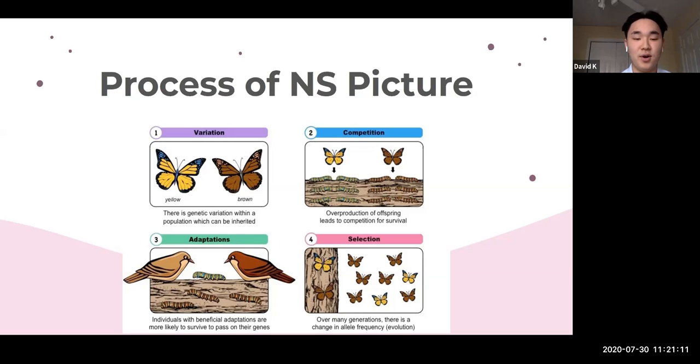So number 3 is adaptations. This is where, as you said before, the favored traits are more likely to survive. We can see that the tree bark is brown, and then there are 3 brown caterpillars, but those aren't being eaten because they're nicely hidden within the color of the tree. However, the yellow caterpillar is easily seen by the birds and therefore probably will die more than the brown ones. And so the brown ones are adapting nicely to their environment, which is why they're more favored.